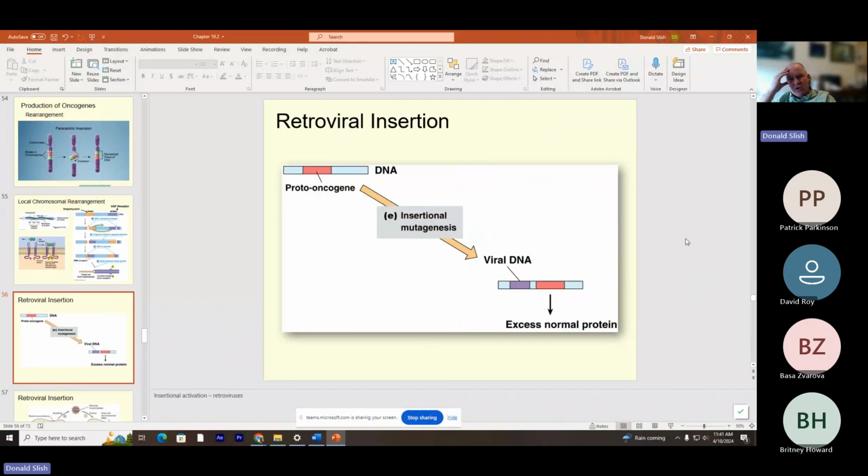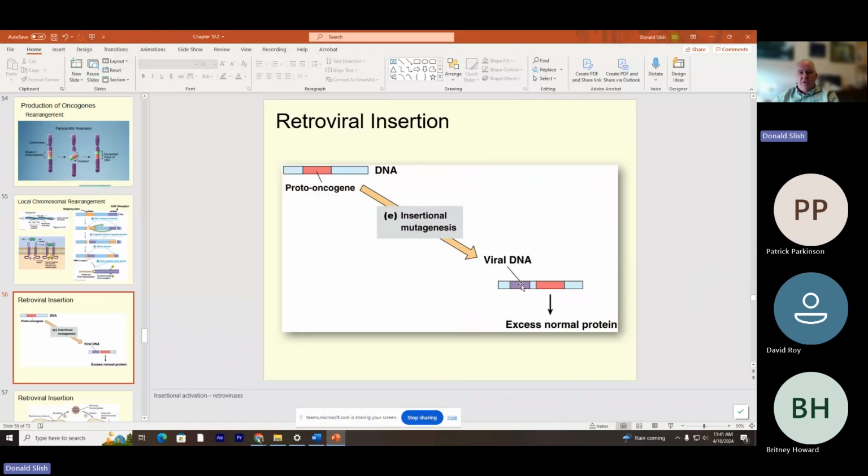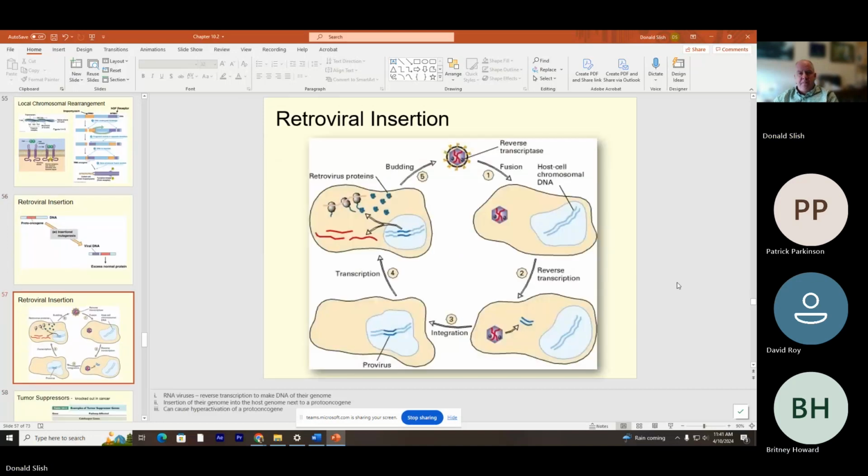Retroviral insertion. So this can happen naturally with retroviruses, where a virus will insert itself into the DNA. And the viral DNA is going to be really active. But if it inserts itself right next to something that's supposed to be quiet, then this becomes active. Just like that MYC example we just talked about. Put a viral DNA next to MYC, and now you're getting a lot of MYC.